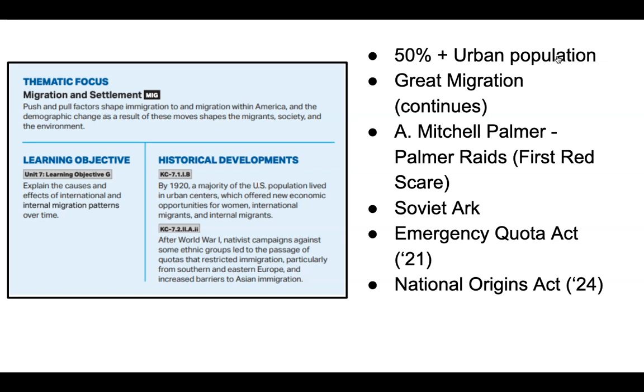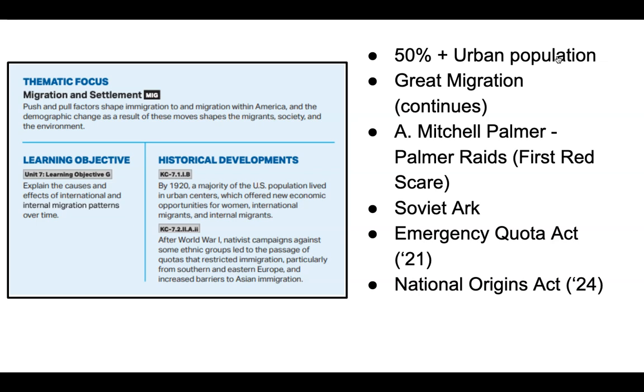It helps that on the farms, the farmers are facing some very severe economic devastation during the 1920s, which is going to push a lot of what would be farmers into the cities. And so by the 1920s, you have a 50% and above urban population in the United States, and it'll just continue to grow in the 20s, 30s, and 40s.